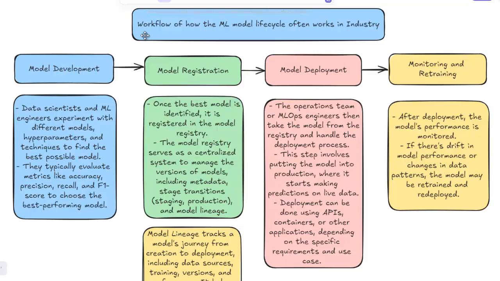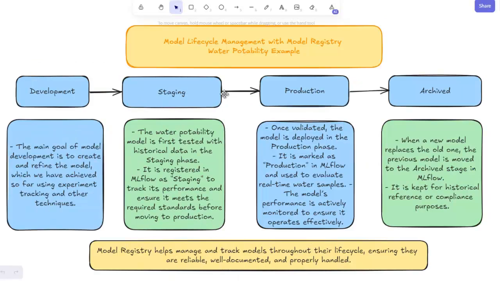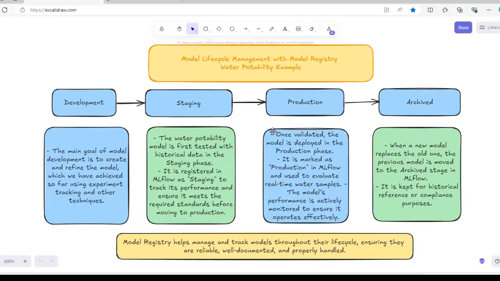I hope all of you are clear with this workflow of how the ML model lifecycle often works in industry, like model development, model registration, model deployment, and monitoring and retraining. And I'm sure all of you are clear with different stages of a model. In MLflow, models go through different stages to manage their lifecycle effectively, like this: development, staging meaning testing, production, and archived. I'm sure all of you are clear with this. All of you are clear with how machine learning project management is done in the industry. Hope all of you are clear with this.